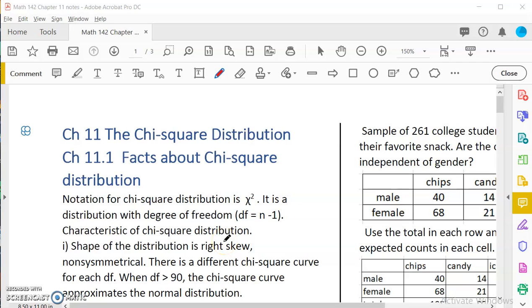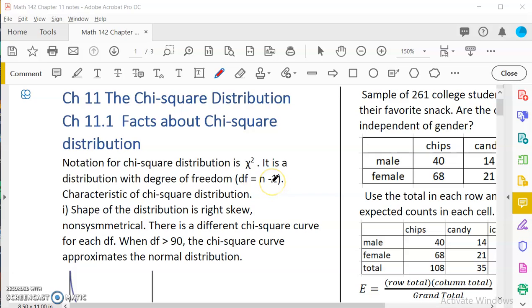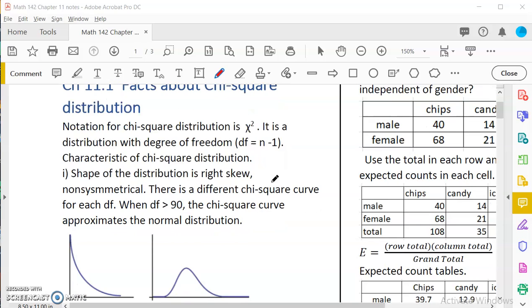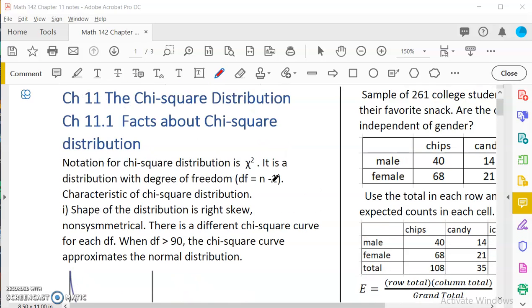Hello, statistics student. This video is for chapter 11, the chi-square distribution. The chi-square distribution is commonly used for chi-square tests and goodness of fit tests. If you Google chi-square, you'll see that it's used for those purposes. But in this particular course, we are studying something called the test of independence that will use chi-square.